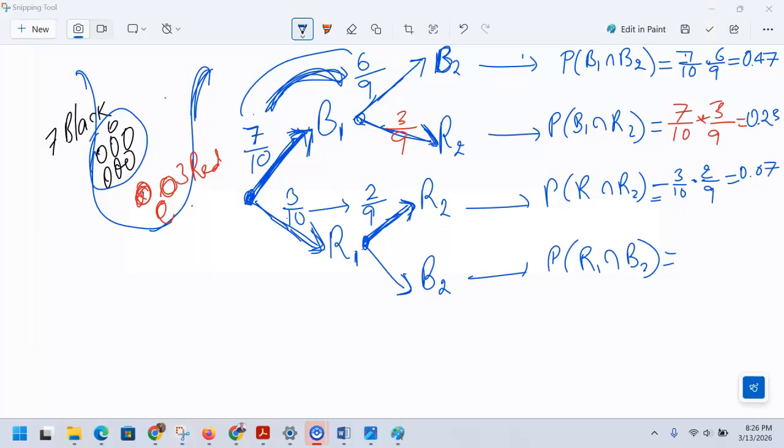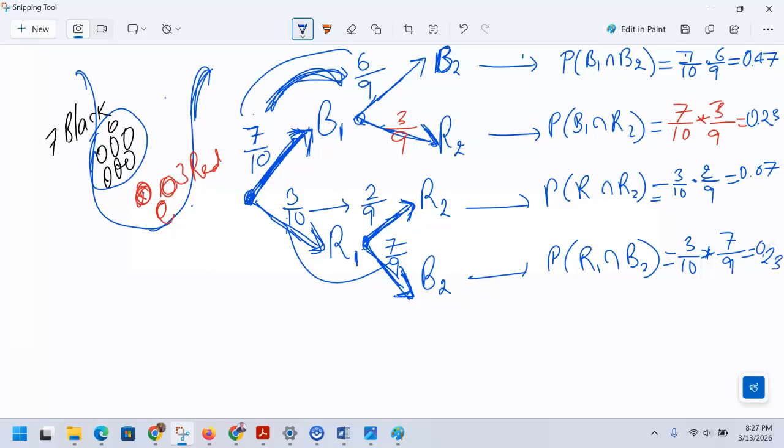And finally, you have first red and the second black. So the first one is red, so it is 3 out of 10, and then the second one is out of 9, so you're picking one of the 7 black. Sorry, black, right? You multiply these two, so this will be 21 over 90, which is 0.23.